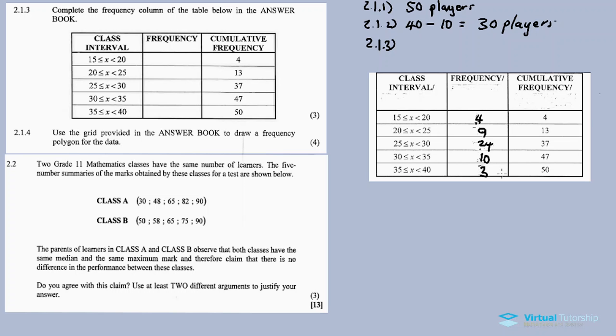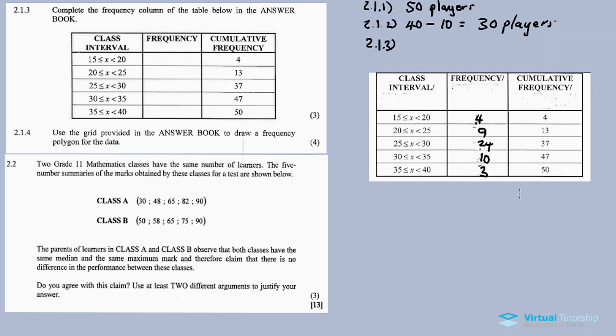2.1.4, use the grid provided in the answer book to draw a frequency polygon for the data. So here I use the grid or the graph paper provided in the answer book for this question paper to plot, because if I draw my own Cartesian plane or grid it will take me time. So I feel like in every test or an exam you write in class, they also need to provide you with a grid. Why? Because it's going to take you time to prepare one.